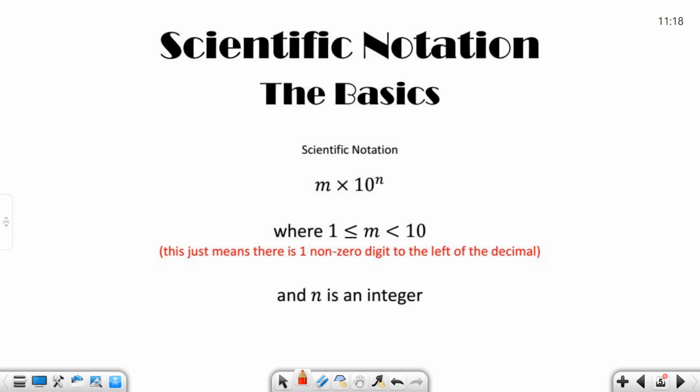All right. So then n is an integer, so a positive or negative whole number. You don't want to have 10 to the square root of 2 power or 10 to the 1/2 power. It's going to be 10 to the 5th, 10 to the negative 2, 10 to the 23rd.